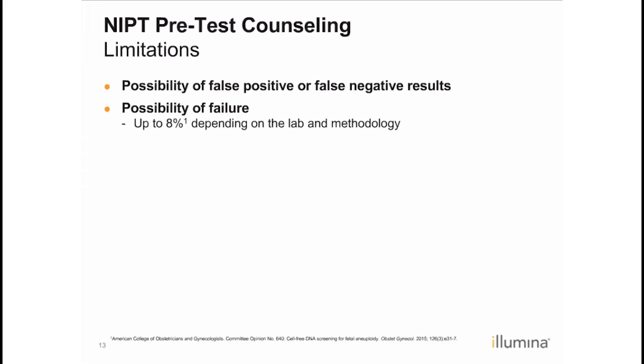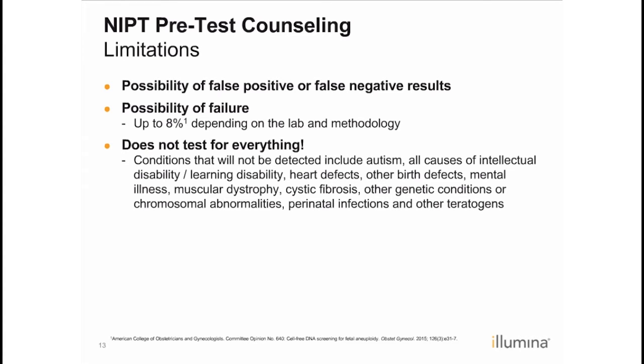We also need to remind patients that NIPT doesn't test for everything. Patients often think that NIPT and even other screening and diagnostic tests can tell you everything about the health and the development of their child. Patients should understand that NIPT does not screen for autism, all causes of intellectual disability or learning disabilities, all causes of birth defects, mental illnesses such as depression and schizophrenia, and genetic conditions like muscular dystrophy or cystic fibrosis. It does not detect all chromosomal abnormalities and doesn't screen for teratogenic exposures like fetal alcohol syndrome or effects from perinatal infections or maternal diabetes.